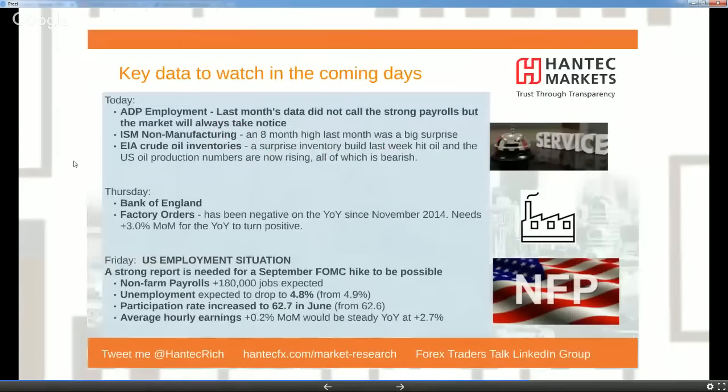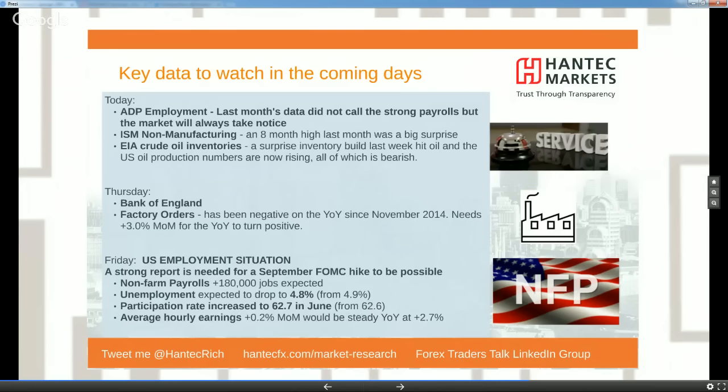And other data points to watch out for this week. We've got ADP employment today in just under 2 hours. Now, you had the ADP data last month, which wasn't great in terms of forecasting payrolls. ADP last month was 172, and I think payrolls came in at 280 odd. So it did a pretty rubbish job of calling the payrolls report, but still the market generally does take a little bit of notice of the ADP. So watch out for that today.